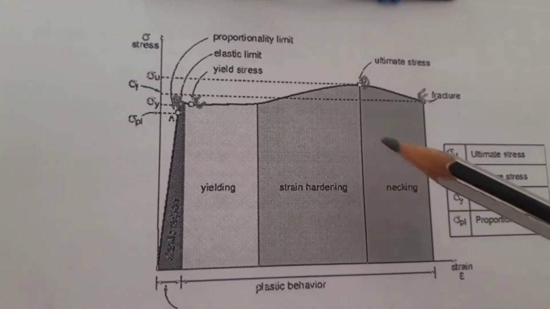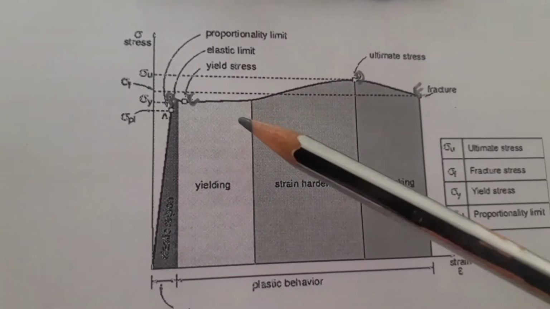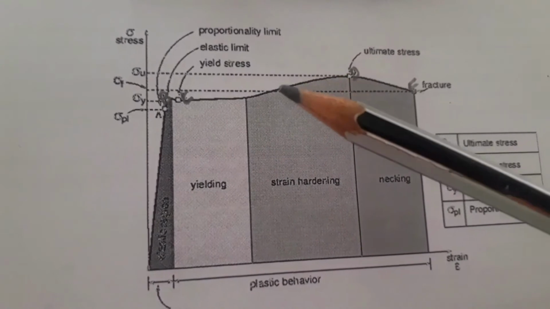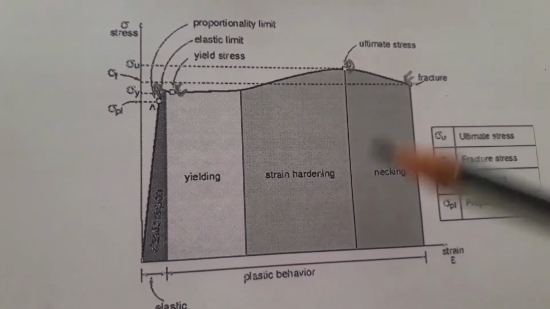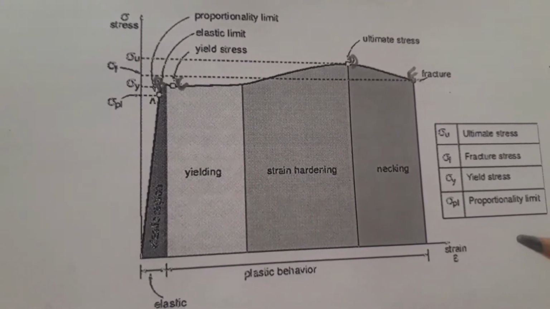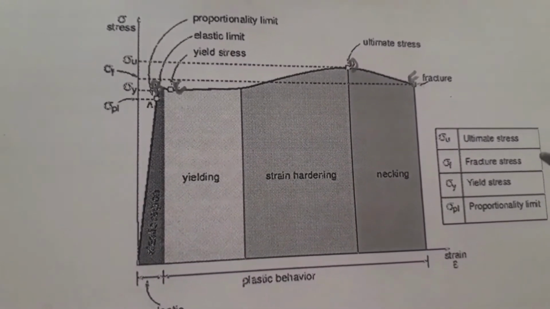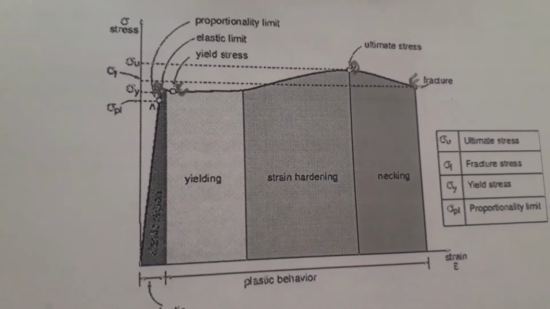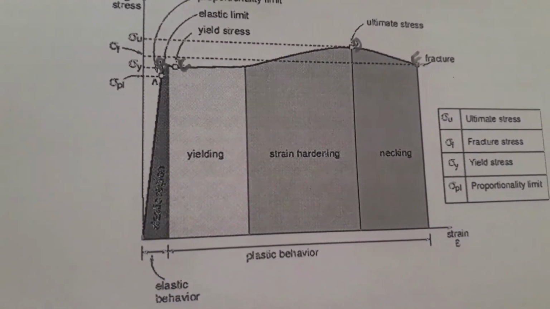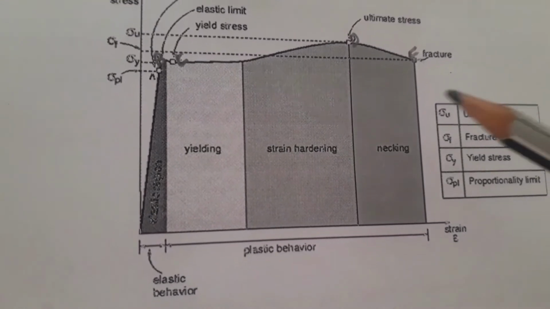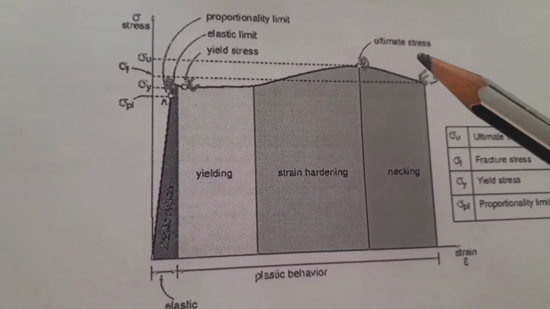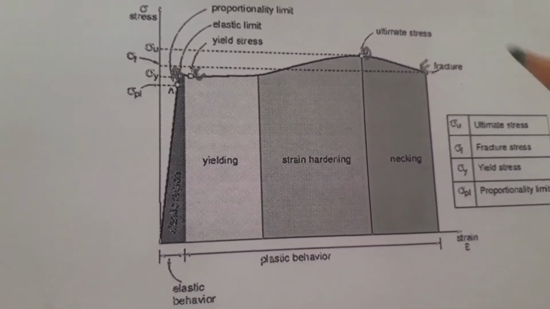Next one is section C. In this section the stress increases sharply and the plastic deformation also increases. At the maximum loadability, the material's cross section begins to reduce in size and ultimately failure occurs.